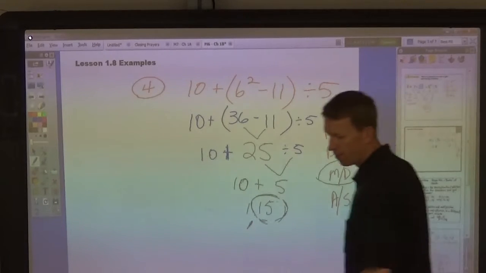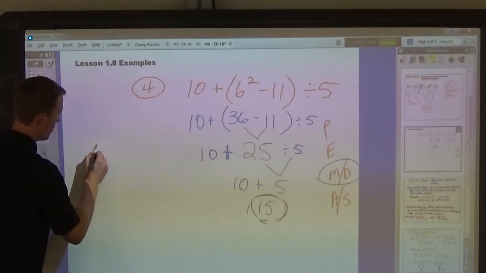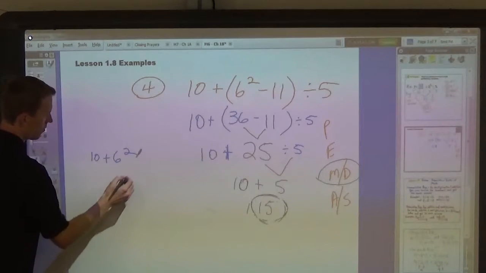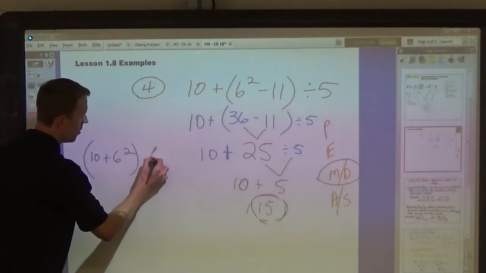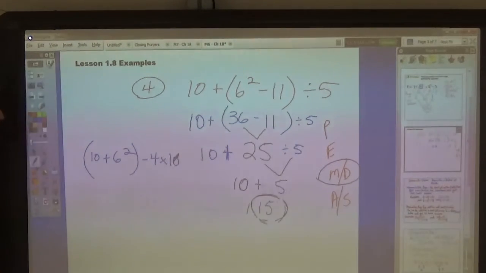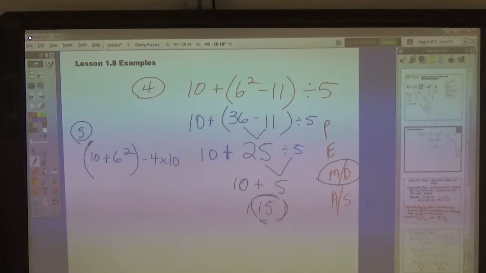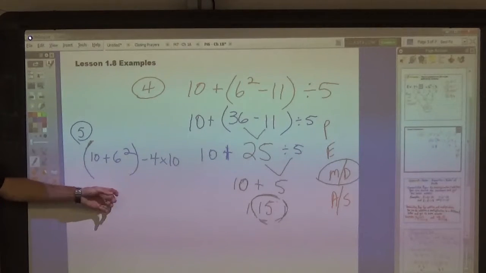Okay, number 5. The last one that you did for today. 10 plus 6 squared in parentheses, and then minus 4 times 10. So this is number 5 from your assignment. What should we do first here? Are there parentheses? Hillary, are there parentheses? Yep.